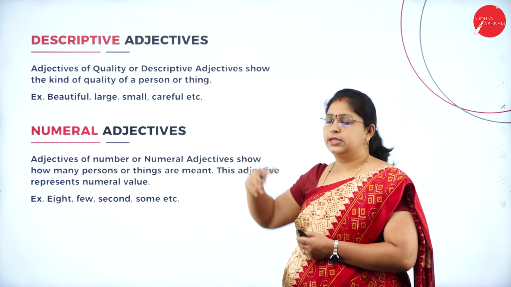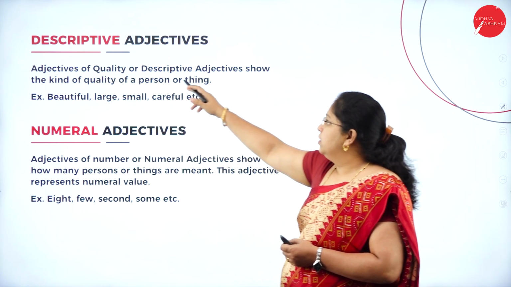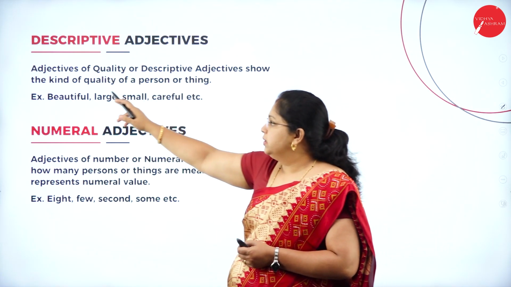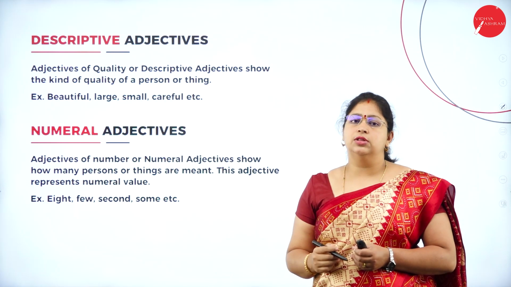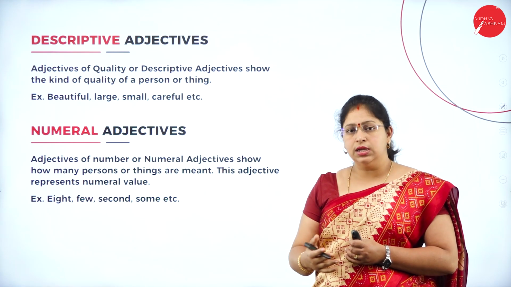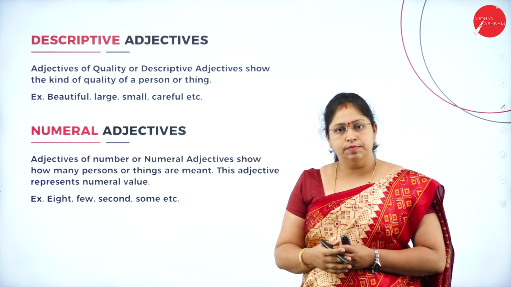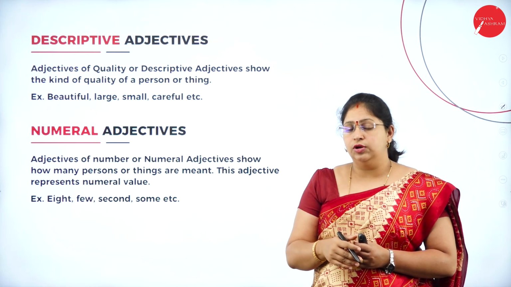Let us start with the descriptive adjectives. Adjectives of quality or descriptive adjectives show the kind of quality of a person or thing. So it tells what quality the person or the thing has. Like the word beautiful. The girl is beautiful. How the girl is? Beautiful, correct?